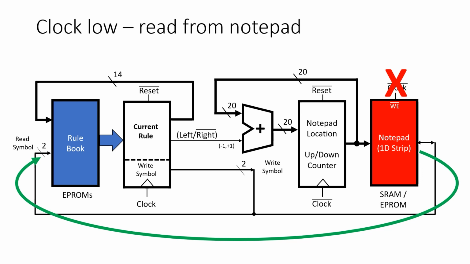We hit a problem though when we try and hook up the write symbol pathway. The output from the flip-flops is always driving these signals, so when clock's low we're going to get contention between these flip-flops and the output from the notepad memory. This is bad, and might let the smoke out of the chips.